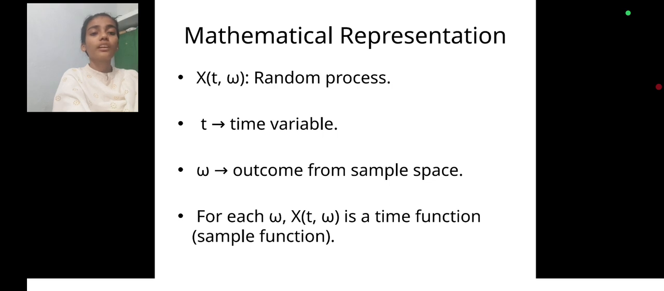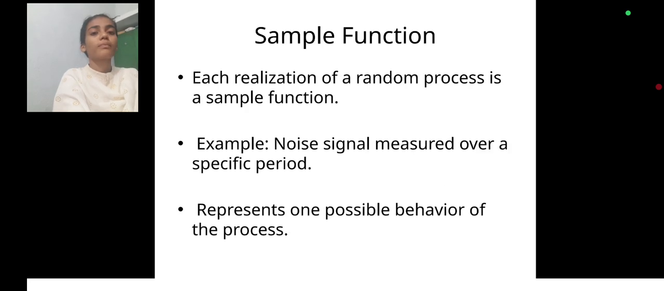For each omega, X of t comma omega is a time function or a sample function. Each realization of a random process is a sample function. An example of a sample function is a noise signal measured over a specific period. It represents one possible behavior of the process.